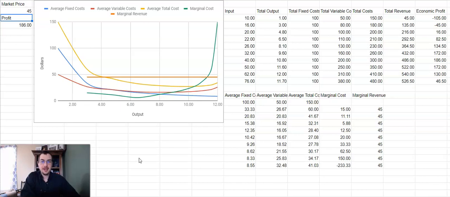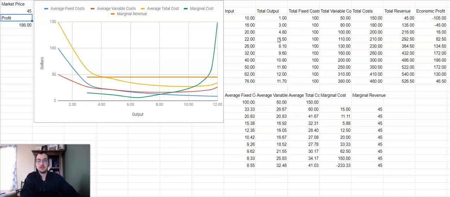All right, ladies and gentlemen, as you can tell, the format of this video is a little bit different, and I did this for a reason. I wanted to make more of an interactive graph here, showing you how as the market price changes, how everything else changes as well.